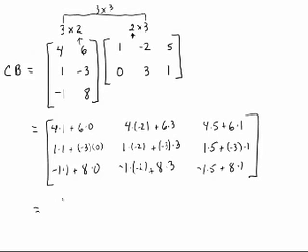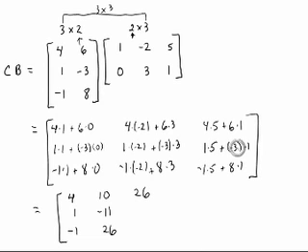Here we get 4. 1 plus 0 is 1. Negative 1 plus 0 is negative 1. Negative 8 plus 18 is 10. Negative 2 plus negative 9 is negative 11. 2 plus 24 is 26. 20 plus 6 is 26.